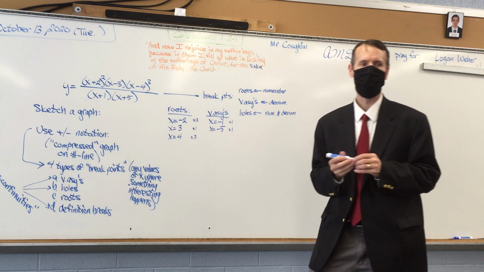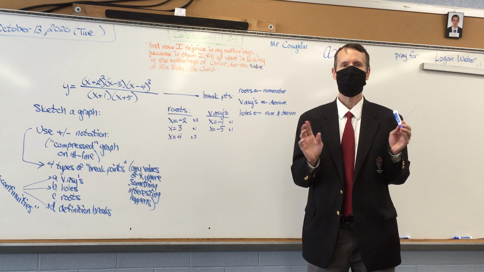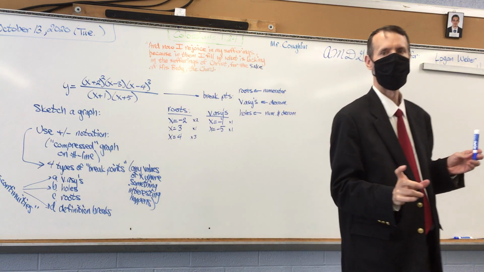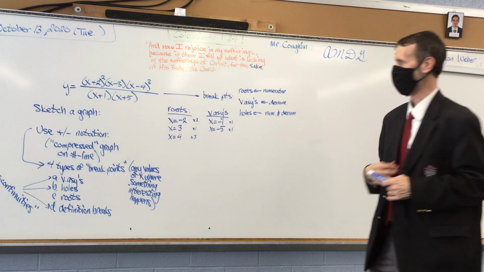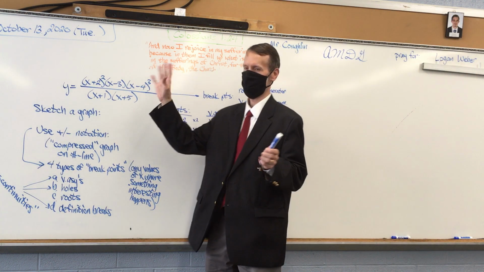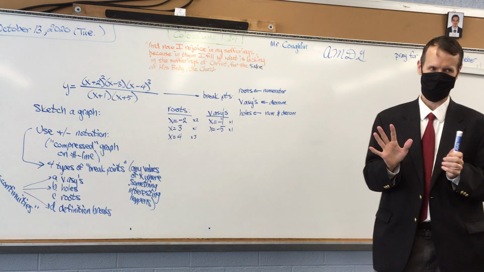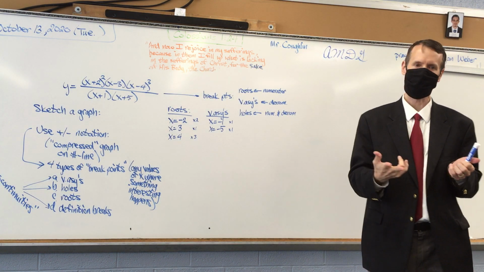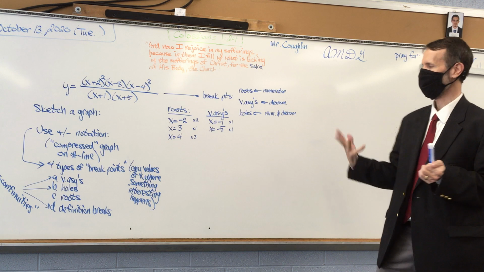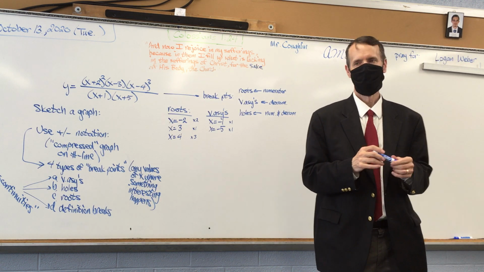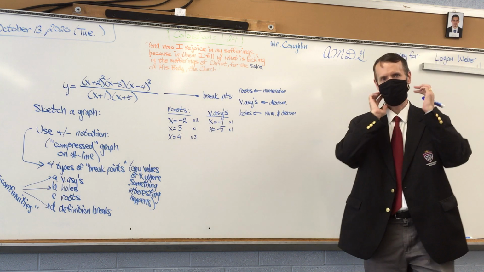Are there any holes? A hole shows up when you have the exact same parentheses on top and on bottom. In this case, no. If there were, we'll do it in the next example. But right now, we have 5 breakpoints, 3 roots and 2 vertical asymptotes, and that's it. There are no definition breaks in this, and there will not be on the test. The only time I'd ever do a definition break is maybe for extra credit.